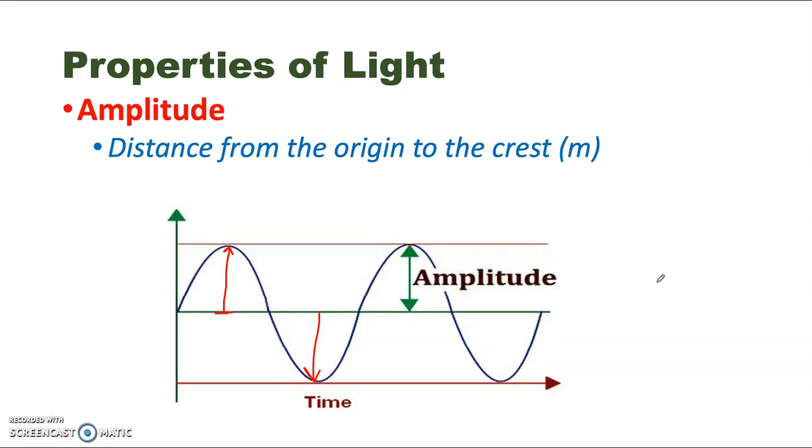If you think about sound, low amplitude sound would sound quiet. High amplitude sound would sound loud. Louder sounds have more energy. Same thing with light. Low amplitude light would be like a dim light. High amplitude light would be a very bright light. So it indicates how much energy is being transferred by the waves. Higher amplitude waves have more energy.